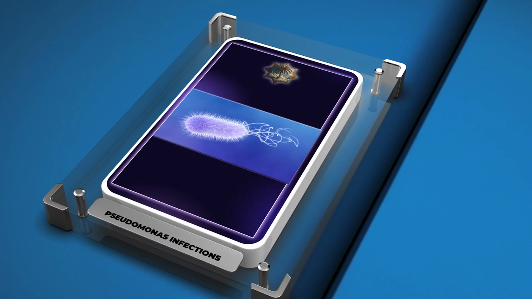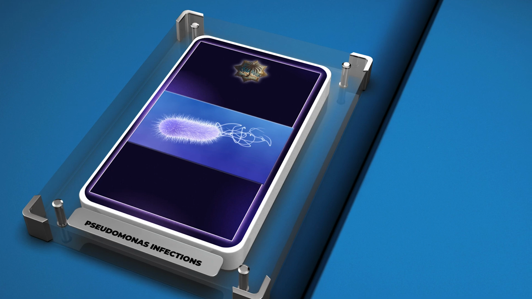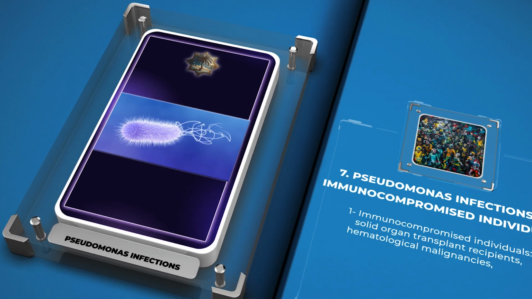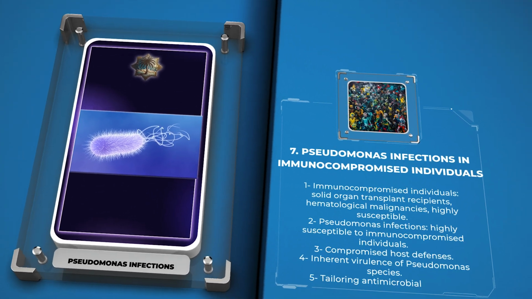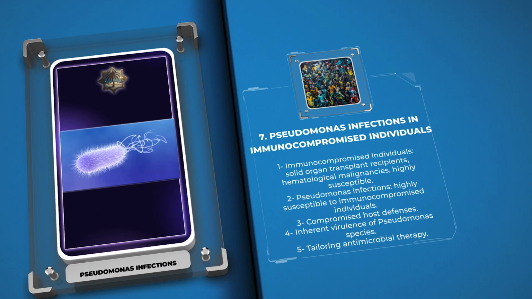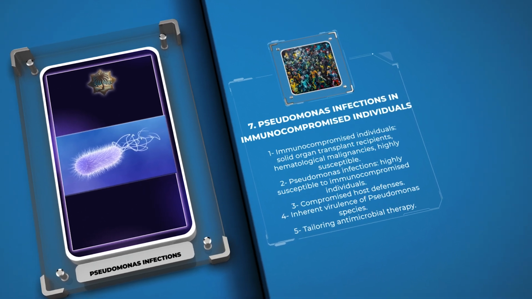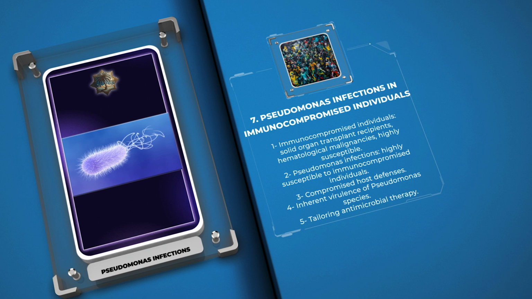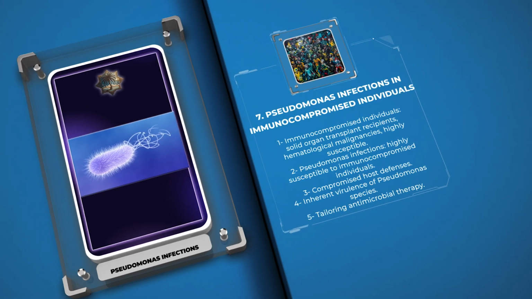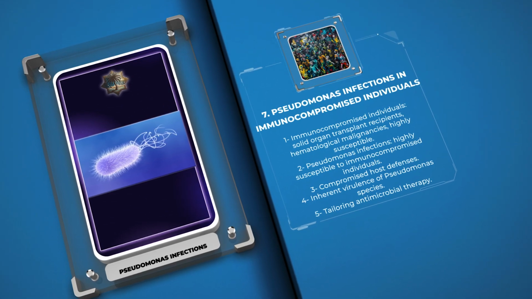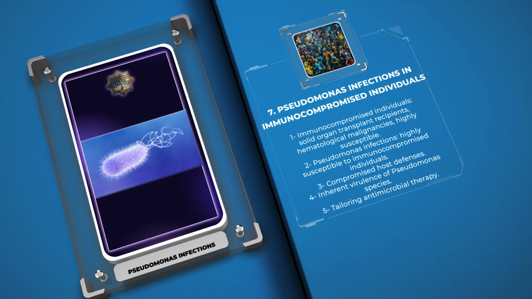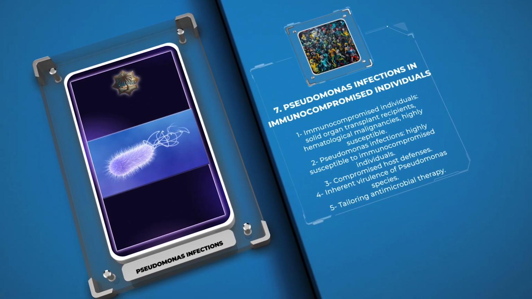Immunocompromised individuals, including solid organ transplant recipients and those with hematological malignancies, are highly susceptible to Pseudomonas infections. The compromised host defenses, along with the inherent virulence of Pseudomonas species, contribute to a complex clinical scenario. Tailoring antimicrobial therapy based on susceptibility patterns and providing supportive care are essential in managing these challenging cases.